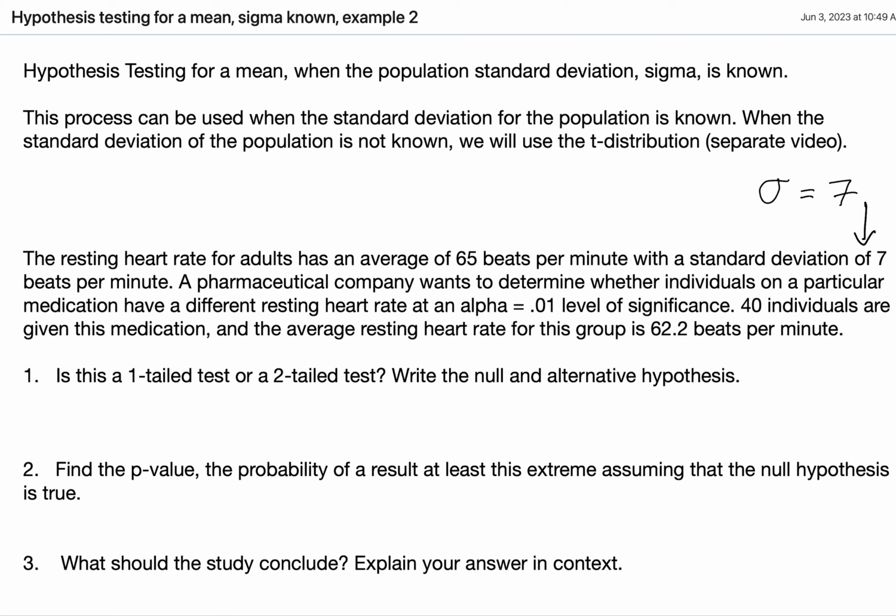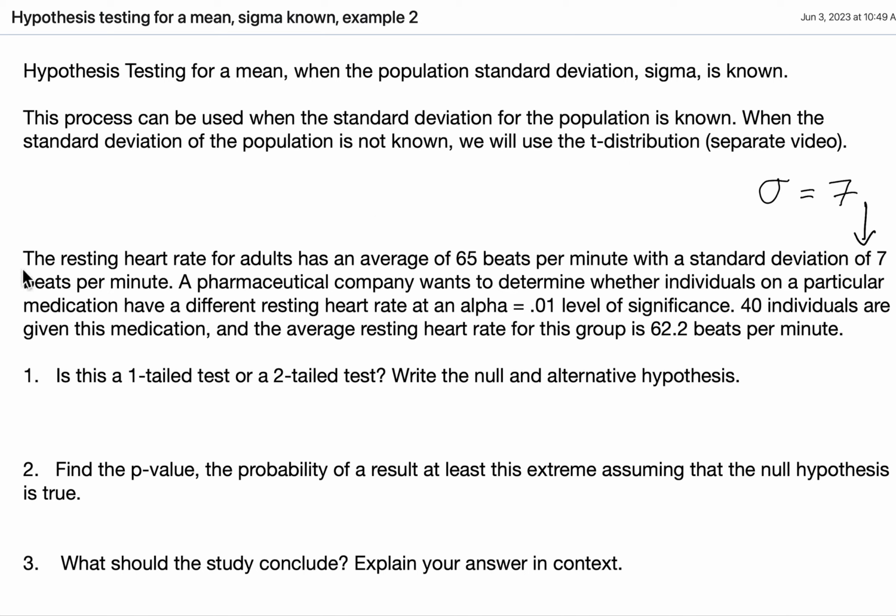This is another example of hypothesis testing for a mean when sigma, the population standard deviation, is known. So again, this is the process we use if the population standard deviation is known. And in this particular example, the standard deviation for the population is 7. Because that is given to us in the problem, this is the process we can use. When that's not the case, we'll use a different process with the t-distribution in separate videos.